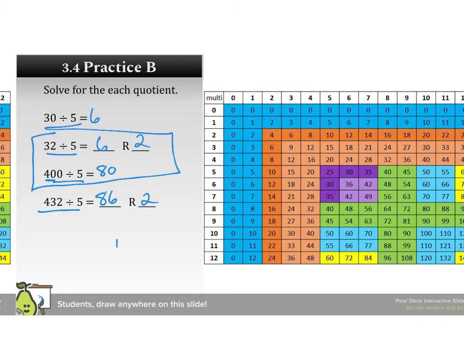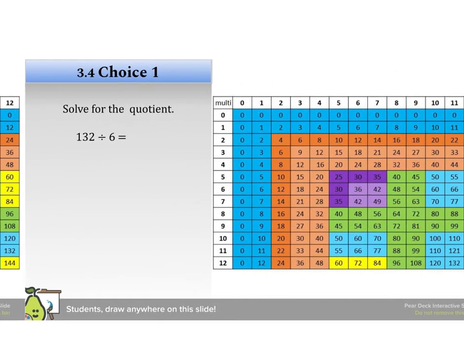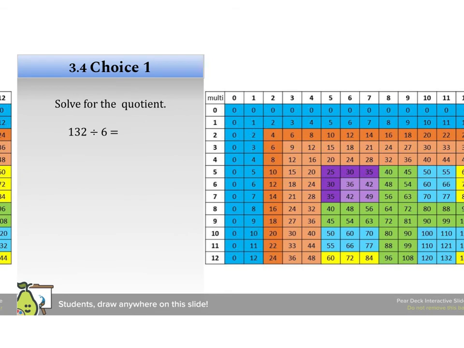And I can check: 432 divided by 5 is 8. Bring down the 2, which is 6 times 5 is 30. Remainder 2. Now you can choose which of these questions you do.